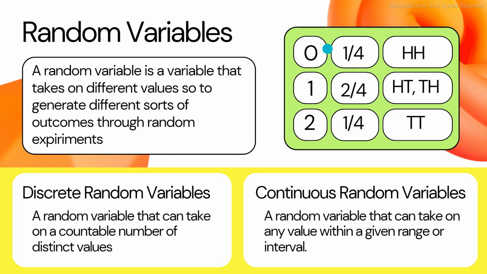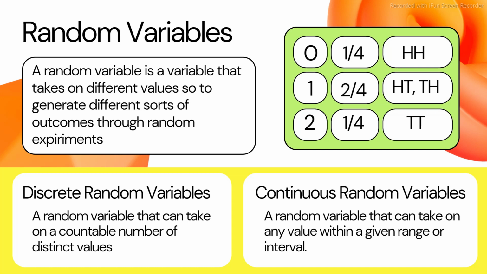And this is what a random variable states. The random variable is x, in which 0, 1, 2 are the different values, and we have generated different sorts of outcomes. Here we got 1 by 4, here we got 2 by 4, and here we got 1 by 4. Here the random experiment is flipping two coins simultaneously, the different values are the number of tails 0, 1, 2, and the different outcomes are 1 by 4, 2 by 4 and 1 by 4. You got it, right? This is how it goes.